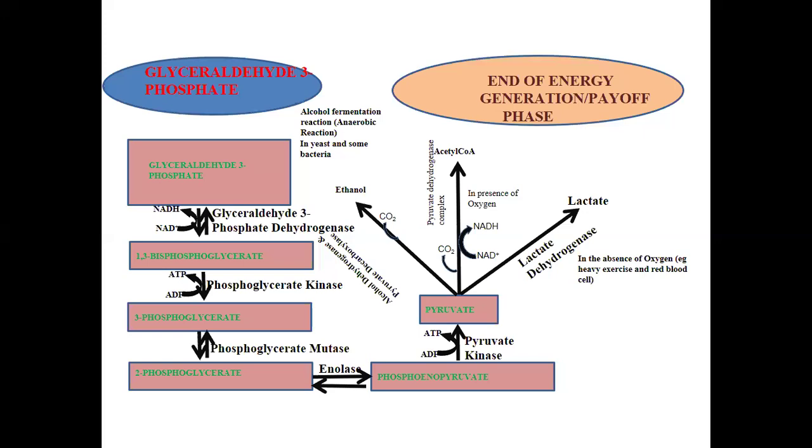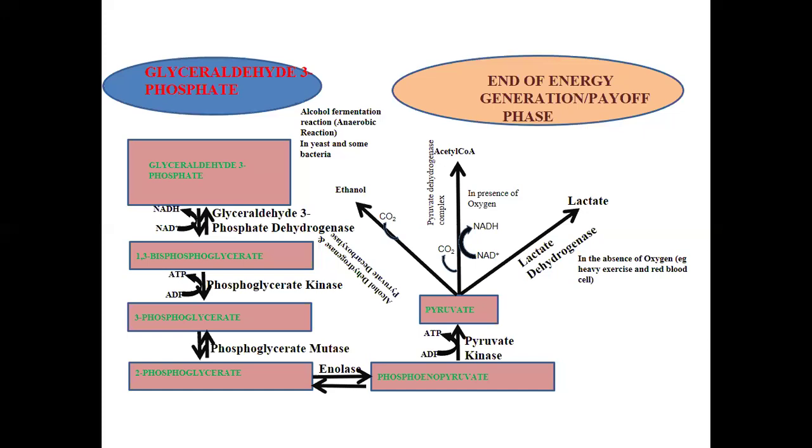And then 3-phosphoglycerate will also be converted to 2-phosphoglycerate. Okay, phosphoglycerate mutase is the enzyme that catalyzes this. Phosphoglycerate kinase is the one that catalyzes the reaction from 1,3-bisphosphoglycerate to 3-phosphoglycerate, and 1 molecule of ATP is produced in this step.